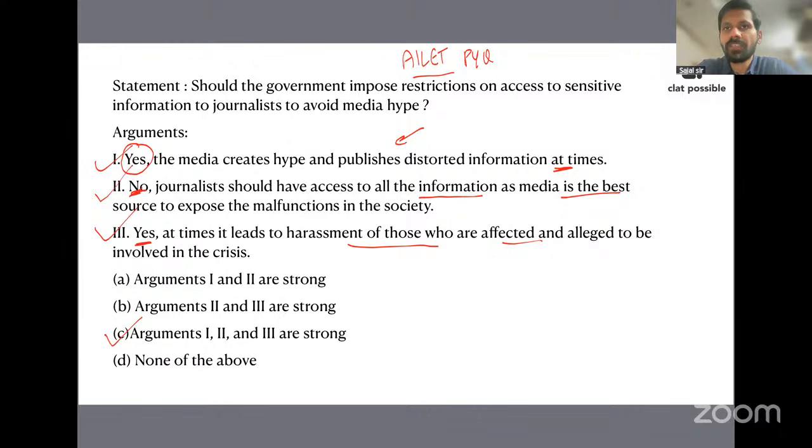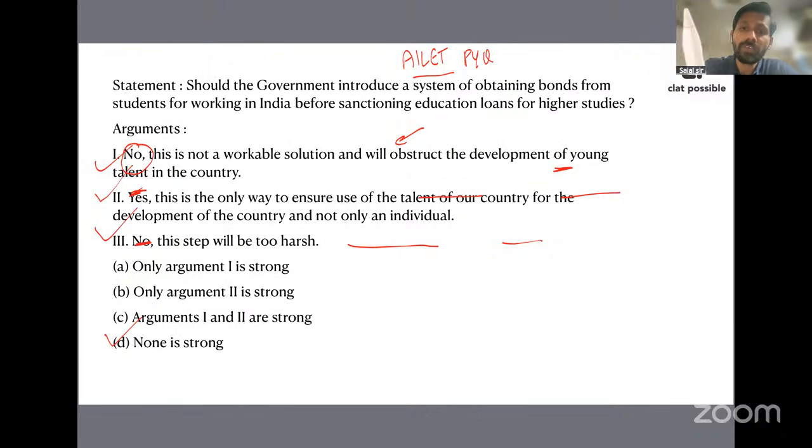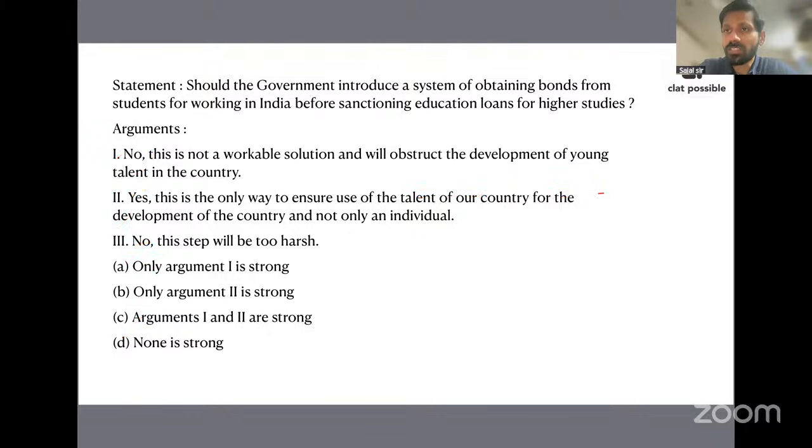All right, let's see if we have more statement argument questions. We have one more, right? So that will become quite a practice for those who are attending this session live or who would watch this session later, right? This will become a good practice material for you guys because all of these questions that we are doing now are AILET PYQs.